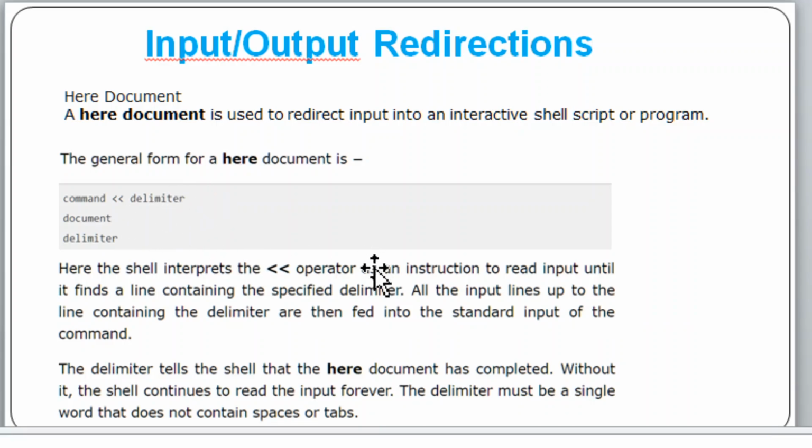Here the shell interprets the less than operator as an instruction to read input until it finds a line containing the specified delimiter. Okay, you guys, a delimiter could be like a colon or exclamation point. So it's just going through that file and looking for that specific delimiter that you specified. All the input lines up to the line containing the delimiter are then fed into the standard input of the command. The delimiter tells the shell that the here document has completed. Without it, the shell continues to read the input forever. The delimiter must be a single word that does not contain spaces or tabs.